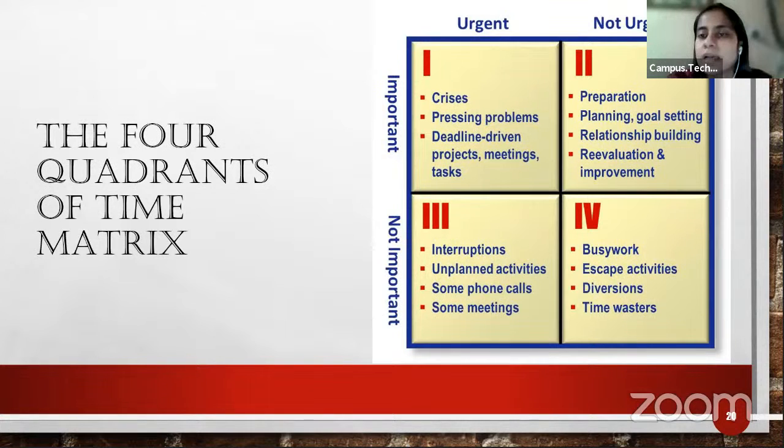If you fill up your life with the 3rd quadrant, that is some phone calls, some meetings, busy work, diversion, time wasters, talking and chatting to your friend for a longer duration. If you fill your box with that sand, if you fill your life with these non-urgent and non-important works, then you have no room left for the urgent and important things of your life.